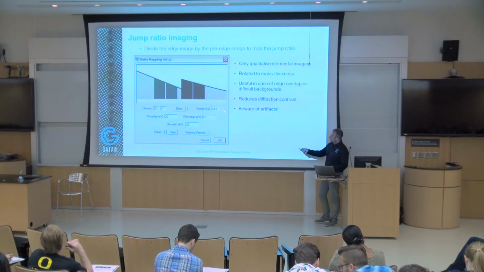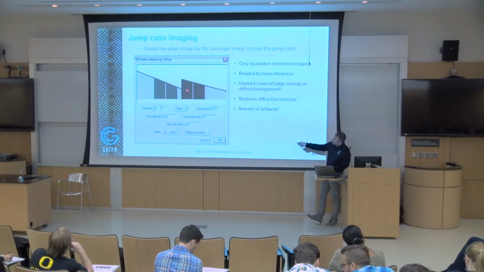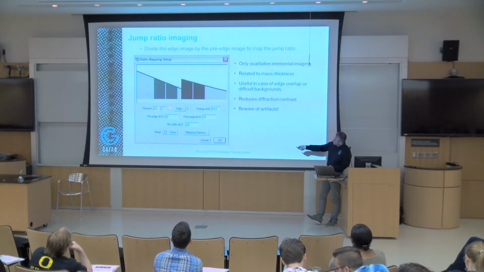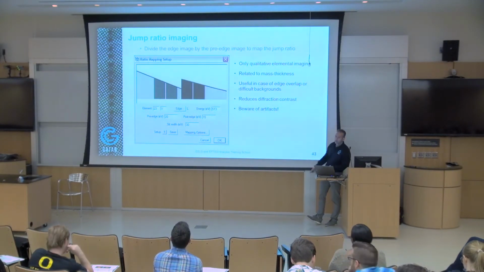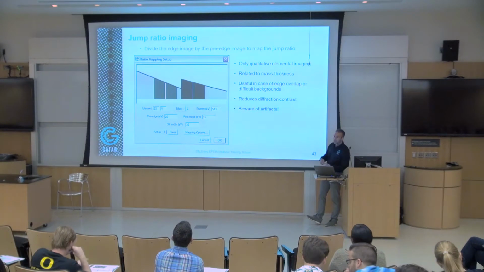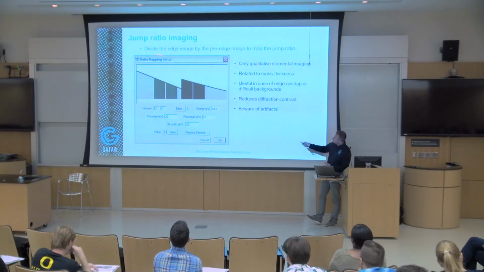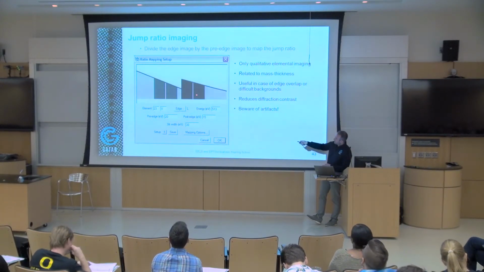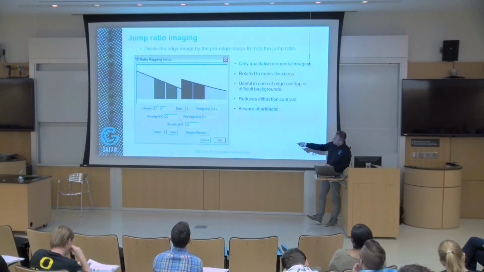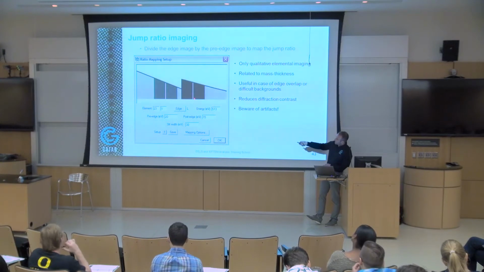For ratio mapping, you have to take 2 different images in energy. So you get one centered on the edge. This is the case of vanadium. On the software, you just type vanadium, and automatically the software will come out with some default conditions. So you get the vanadium L edge, which is 513 eV. Essentially, you're taking a filtered image.